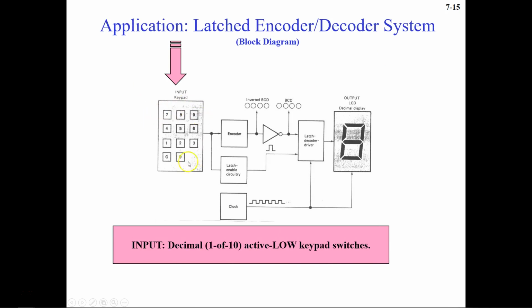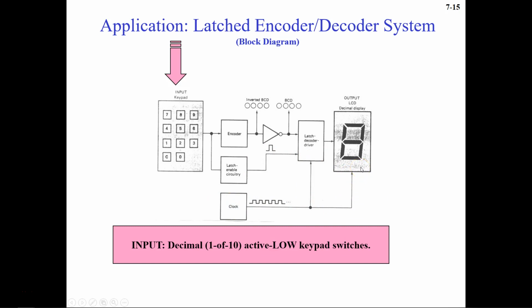Now next we are going to see the application of a latched encoder and decoder system. You see we have a keypad here from where we can give the decimal input, and then we have an encoder here. Then we have a NOT gate here which will convert the inverted BCD into BCD. Then we have a latch decoder, which will decode the input and send it to the display. Here we have a decimal display. Then we have a latch enable circuit over here, which is connected from the output of the keypad to the input of the decoder. And then we have a clock pulse which is going from here to the decoder and then to the decimal display.